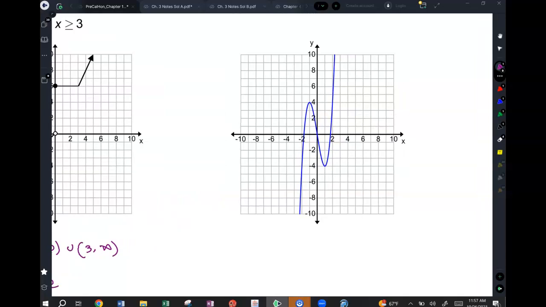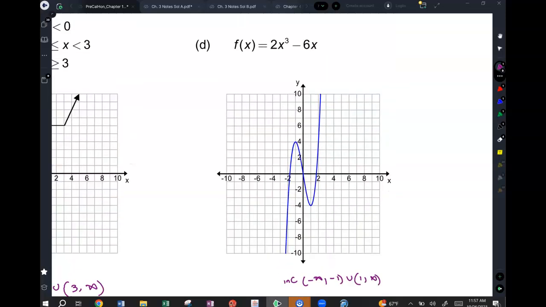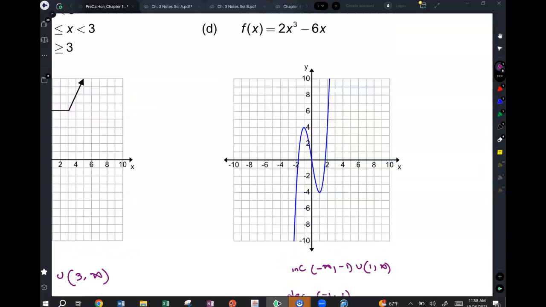if on my test I have given you increase, decrease, none, if I've said them, then write none next to decrease. Do you see what I mean? Okay, so here, increase from negative infinity to negative 1, and 1 to infinity, and then it decreases in between negative 1 to 1. Now, let's stay on this page for a minute because I need to say something.